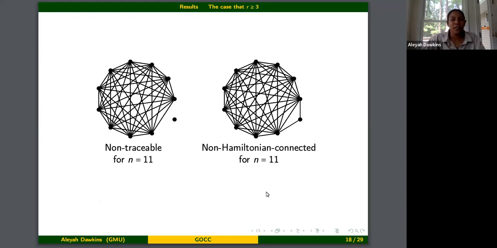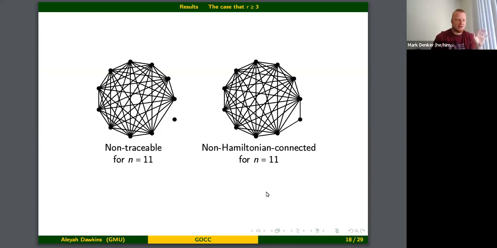Okay, so here are the examples of those extremal graphs for n equals 11. So for the non-traceable case, we're going to have the complete graph on 10 vertices plus that isolated vertex. And then for Hamiltonian connectedness, we're going to have the complete graph plus that vertex of degree 2. And so you can see the similarities to the non-Hamiltonian extremal graph, which has that pendant edge instead. And you can also probably take a guess on how we're going to combine this with Turán's theorem and create the K_{r+1}-free, non-traceable extremal graph and the non-Hamiltonian connected graph.